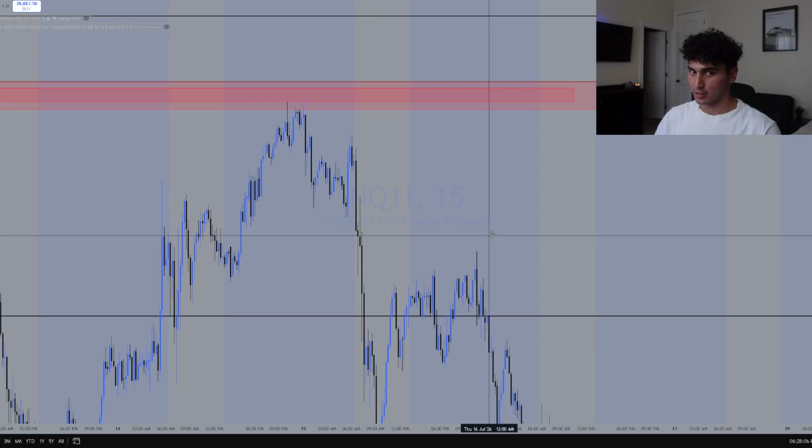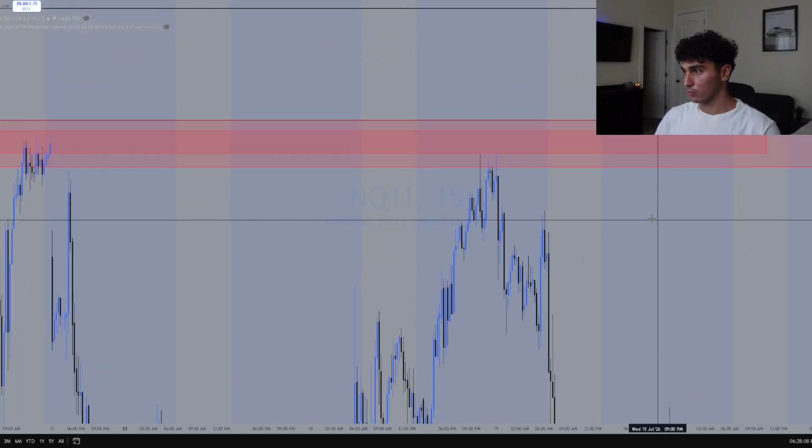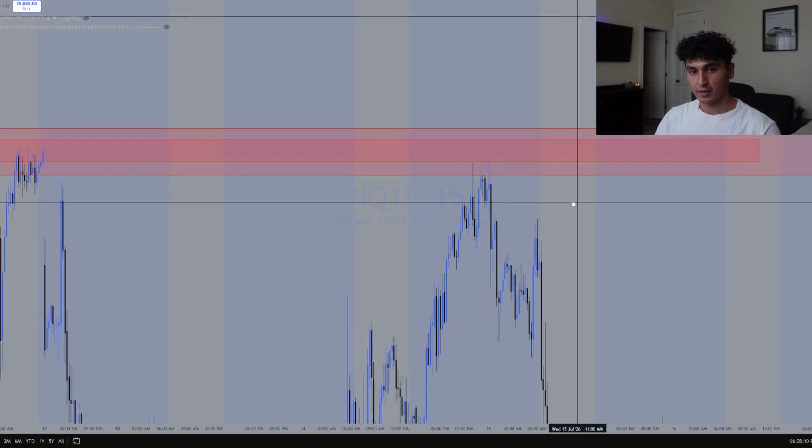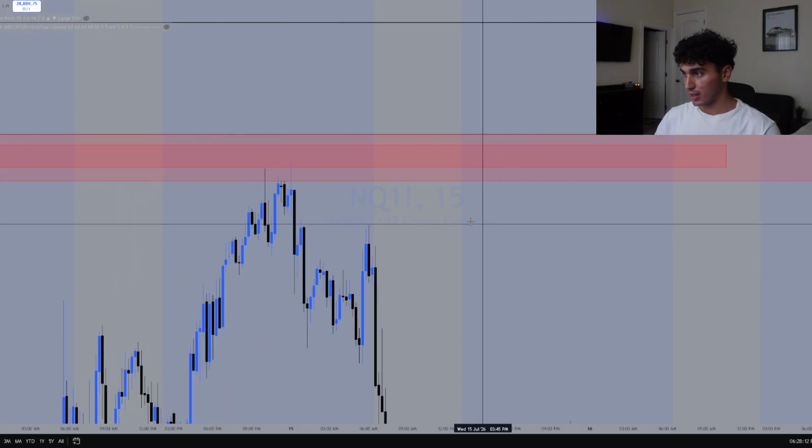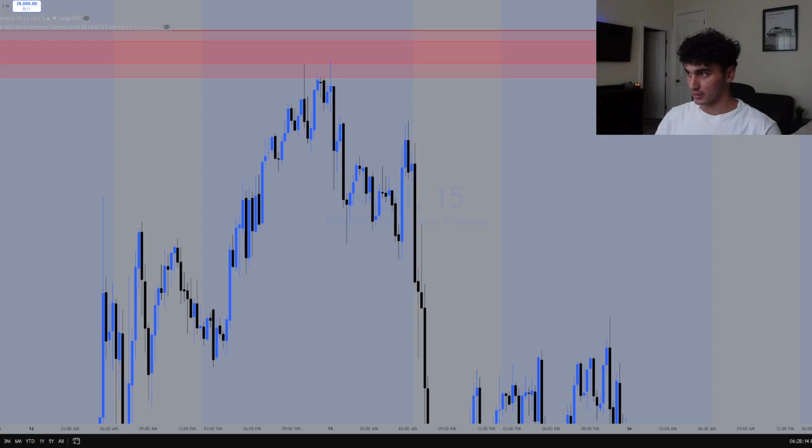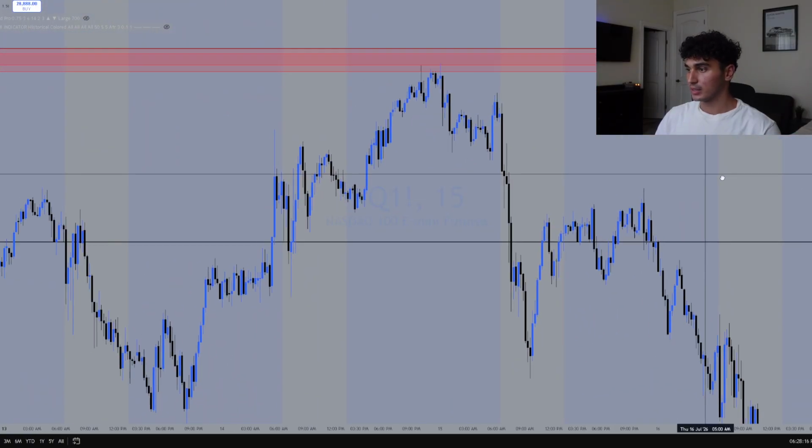And then right here, another beautiful example. We tap into the 30-minute supply. We tap into the 15-minute supply, literally to the tick, and price absolutely just dumps down from there.